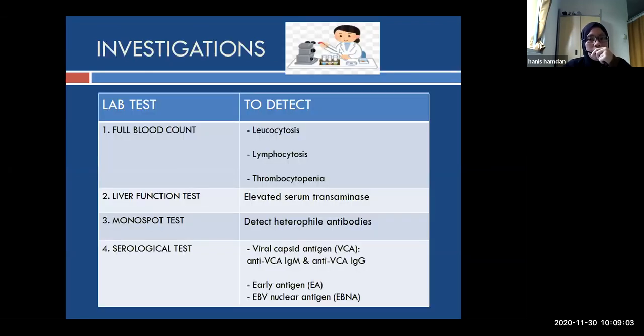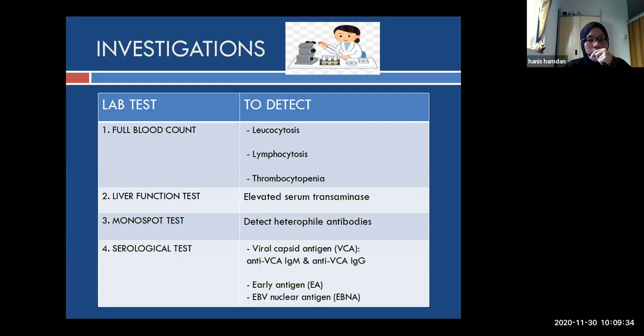Next is investigation. We can do a full blood count. In the full blood count, we expect the patient to have leukocytosis and lymphocytosis. Lymphocytosis happens due to an increase of atypical lymphocytes. Some patients also may have thrombocytopenia. Next, we also can do liver function tests. In most patients, we expect elevated serum transaminase. The full blood count and liver function test are done in order to support that the patient has EBV infection.